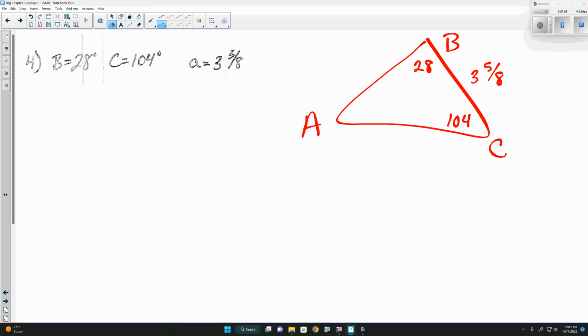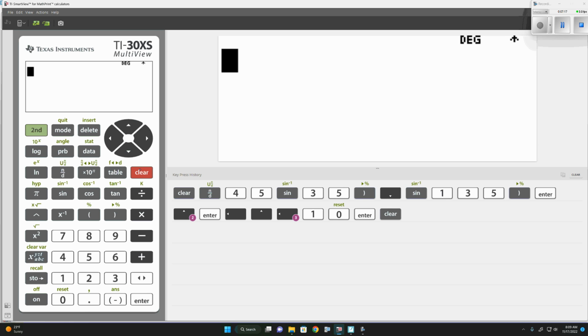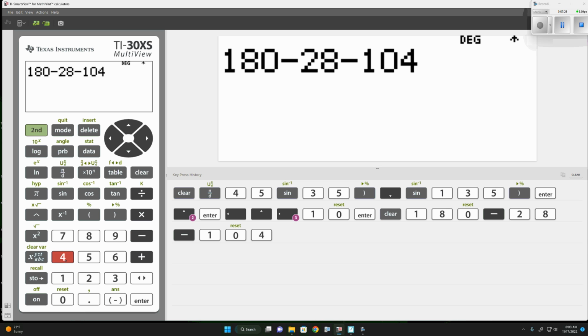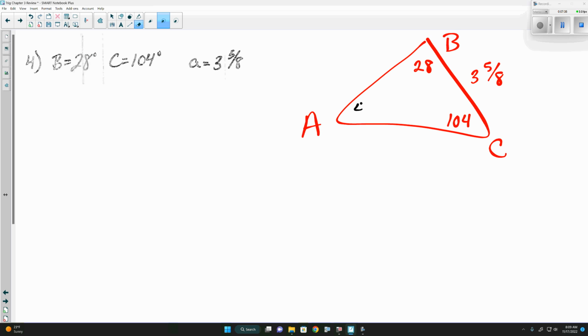Well, we do know that any 3 angles in a triangle add up to be 180. So we can say 28 plus 104 when subtracted from 180, or an easier way to do it is in the calculator, say 180 minus 28 minus 104, which tells us the other angle has to be 48. So we can come over here and say angle A is 48 degrees. Now we need to find side length B and side length C.